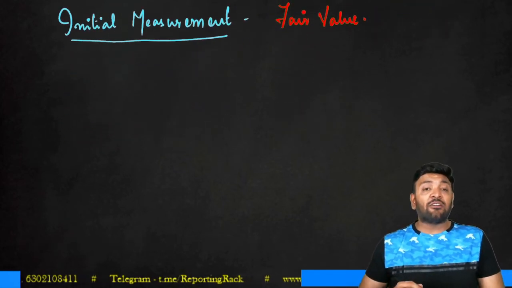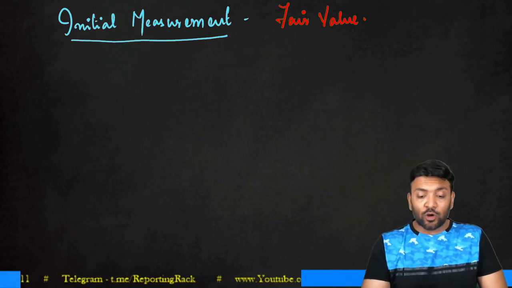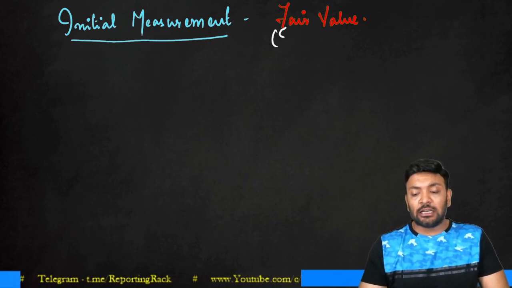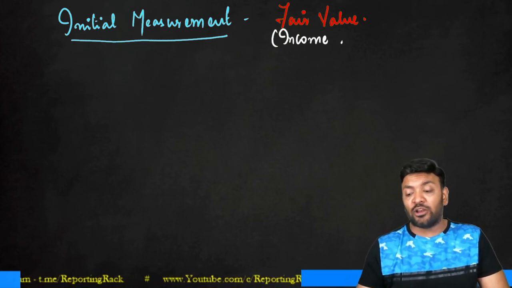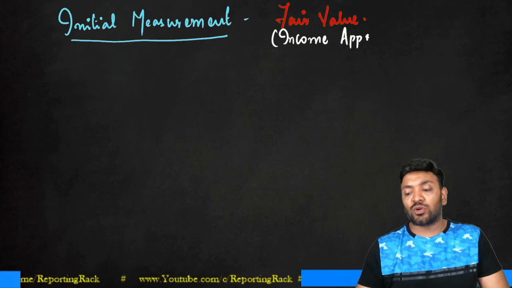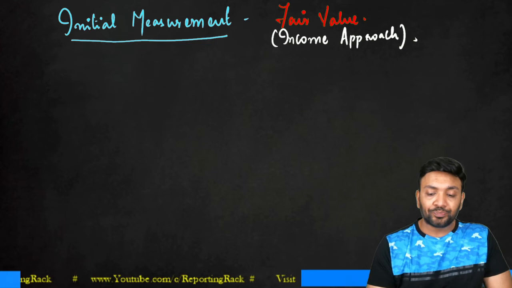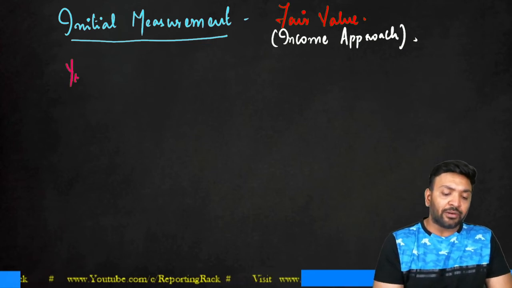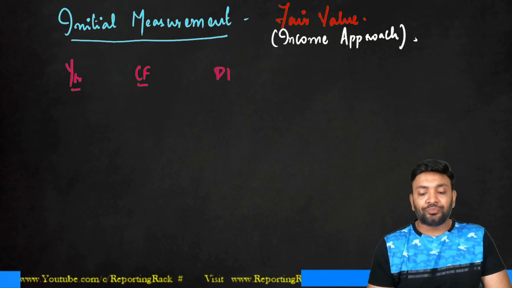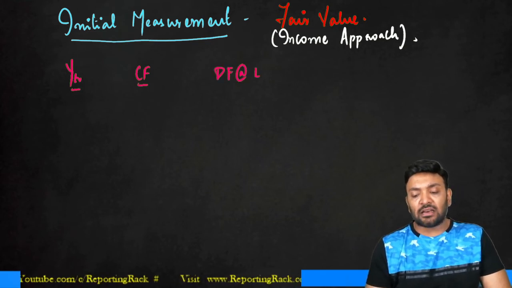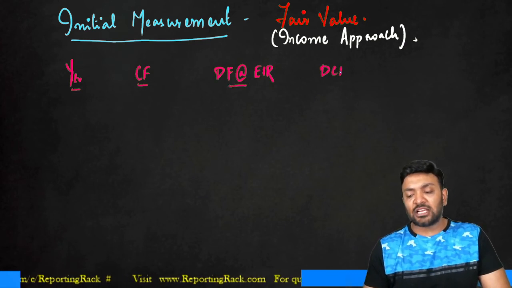How do I measure it at fair value? Based on your income approach. What is your income approach? Your income approach of determining fair value is to derive a present value of discounted cash flows arising from that instrument. Let's start. Your cash flow, discount factor at effective interest rate, and discounted cash flow.